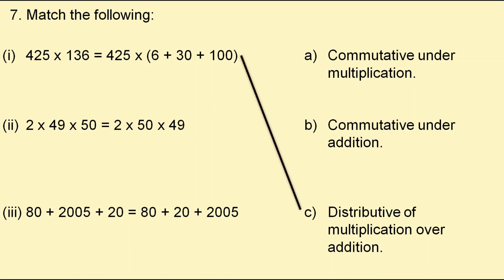Now let's look at the second equation. Here the numbers are the same but their places are changed and there are multiplication signs. So this one is commutative under multiplication. Now here also there are three numbers which are the same but their places are different, but there is a plus sign. So this will match with the commutative under addition.